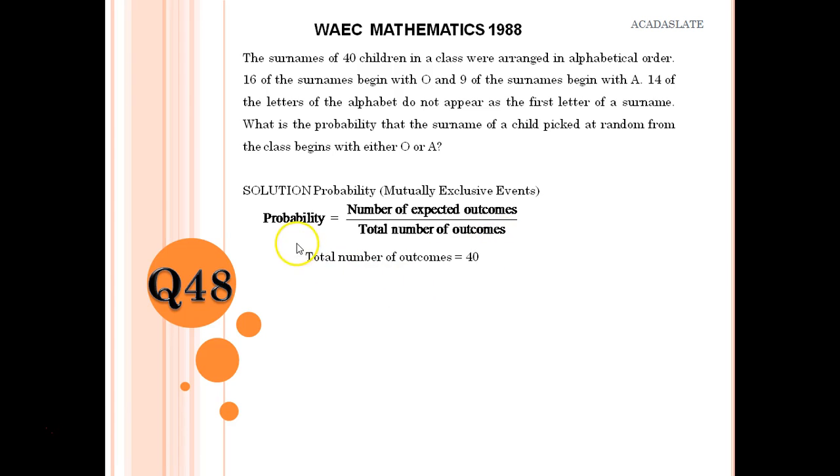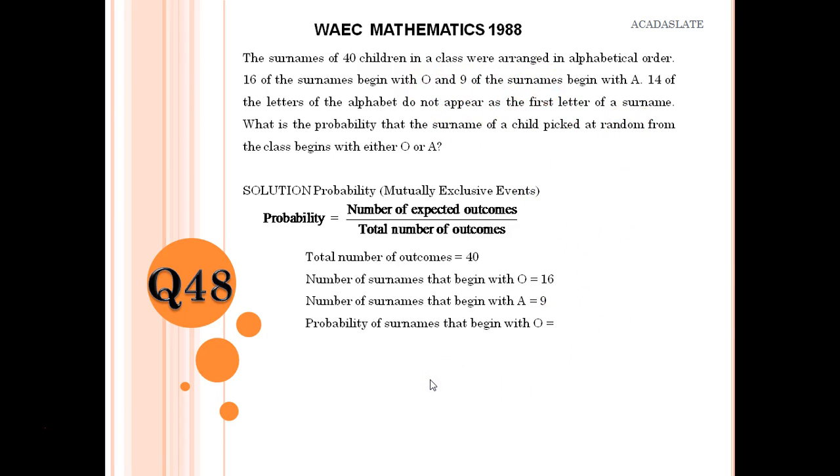Now, from the question, the total number of outcomes is 40, which is the total number of the children, because we are told that the surname of 40 children in the class, that is 40 is the total. The total number of outcomes is 40. Now, we are also asked the number of students whose surnames begin with O. The number of surnames that begin with O from the question is 16. Now, the number of surnames that begin with A is 9 from the question.